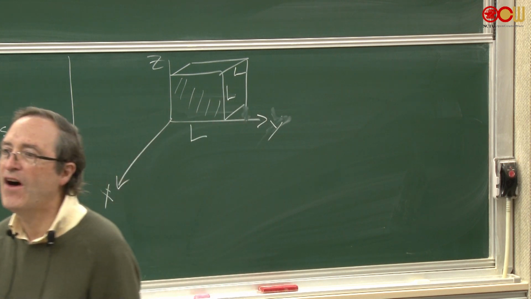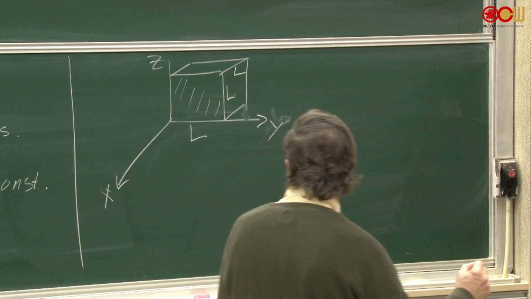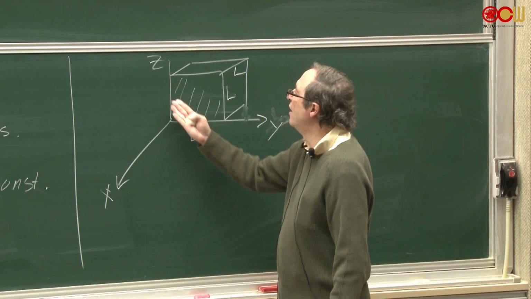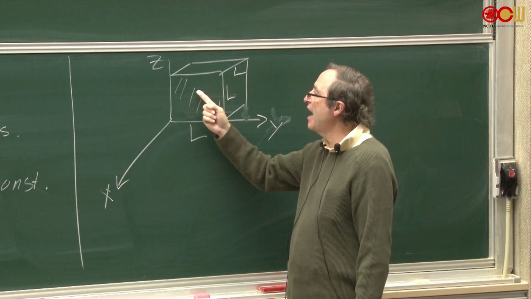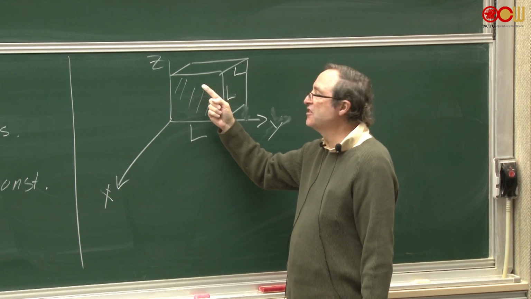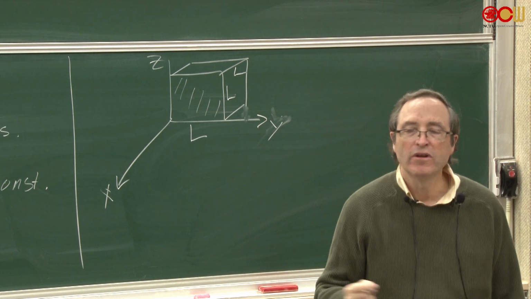So the volume is L cubed. So you have L by L by L. That's just to make all the calculations simple. All right, so what happens when a particle hits this wall? You have a gas molecule inside the box, and somehow it hits this wall. What's going to happen?